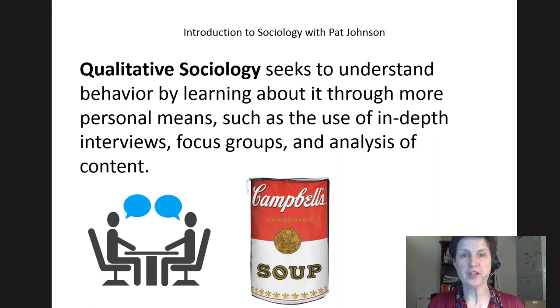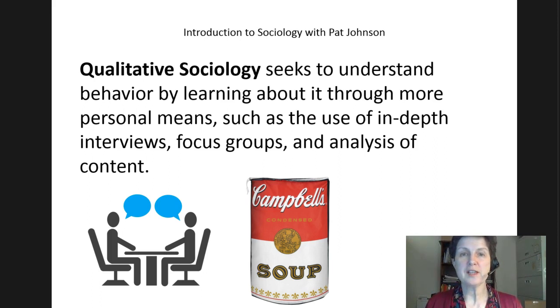When I was an undergraduate student getting my bachelor's degree in sociology, I did some qualitative sociology on the marketing of Campbell's soup. What I did was examine ads in magazines prior to World War II, during World War II, and after World War II had ended for various products, one of them being Campbell's soup. It was really interesting research.